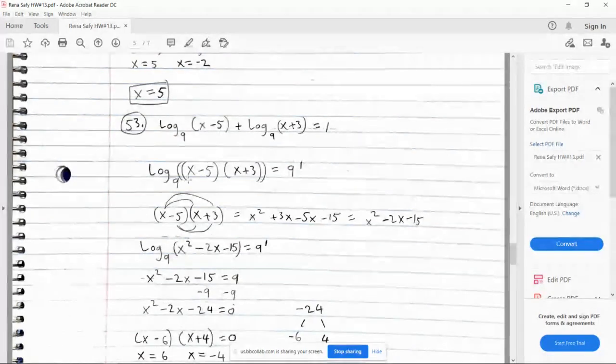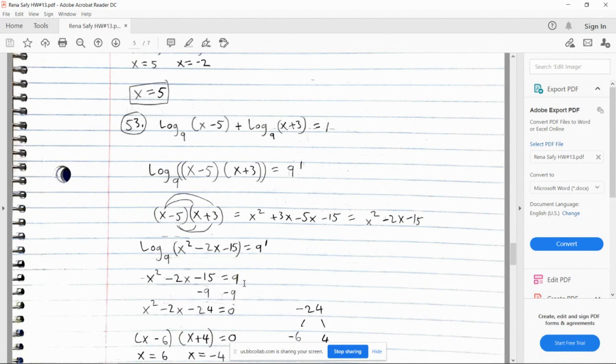So before foiling, I put them to the same base because of log base 9. So I ended up with 9 to the 1. And then I foiled x minus 5 and x plus 3. Ended up with x to the second power minus 2x minus 15. And since they have the same bases, log base 9 and then 9 to the 1, I can set them equal to each other. So it's x squared minus 2x minus 15 equals 9.